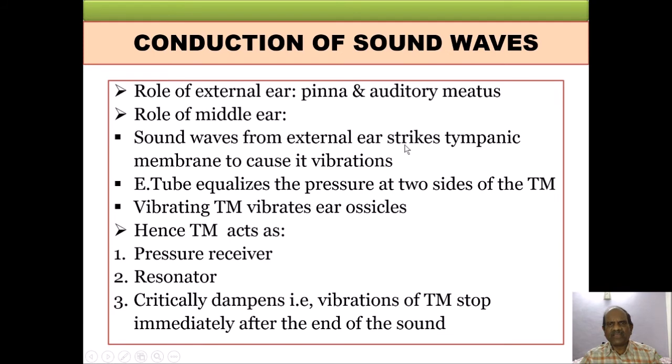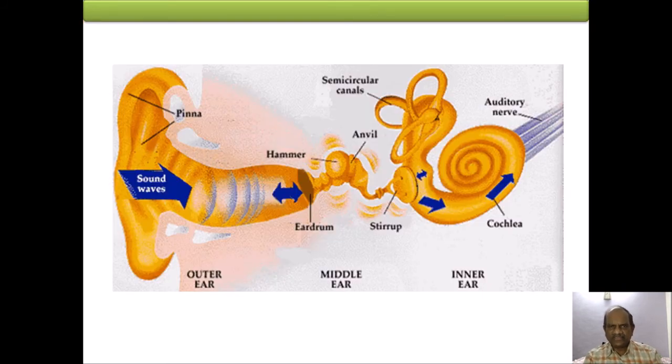The sound waves from the external ear strike the tympanic membrane to cause vibrations. The Eustachian tube equalizes the pressure on the two sides of the tympanic membrane, that is, the external ear and the middle ear. The vibrating tympanic membrane vibrates the ear ossicles. Hence, the tympanic membrane acts as a pressure receiver and a resonator, and critically dampens the vibrations, which stop immediately after the end of the sound waves. It is the same function which I told you.